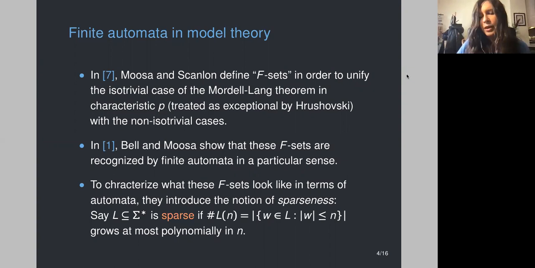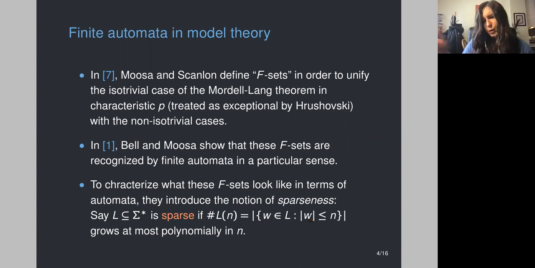So sparseness for finite automata, say, for languages in Sigma star, again, Sigma a finite alphabet, we say a language L in Sigma star is sparse if the number of words in L of length at most n grows at most polynomially in n. So a straightforward growth of words of fixed length or lower.